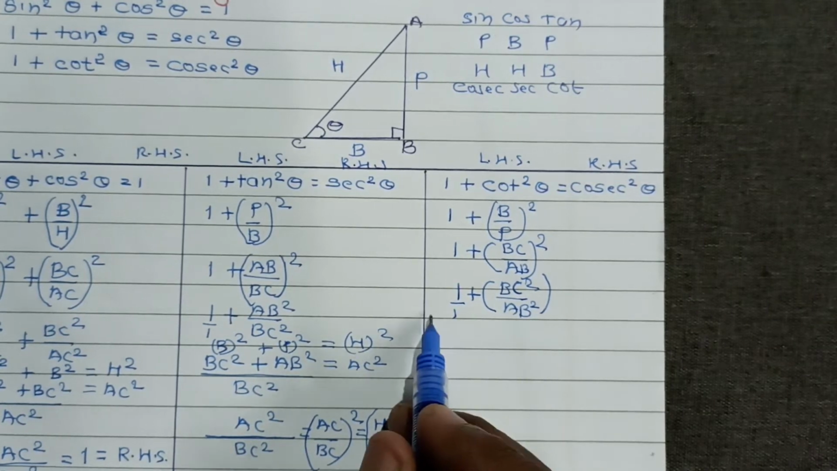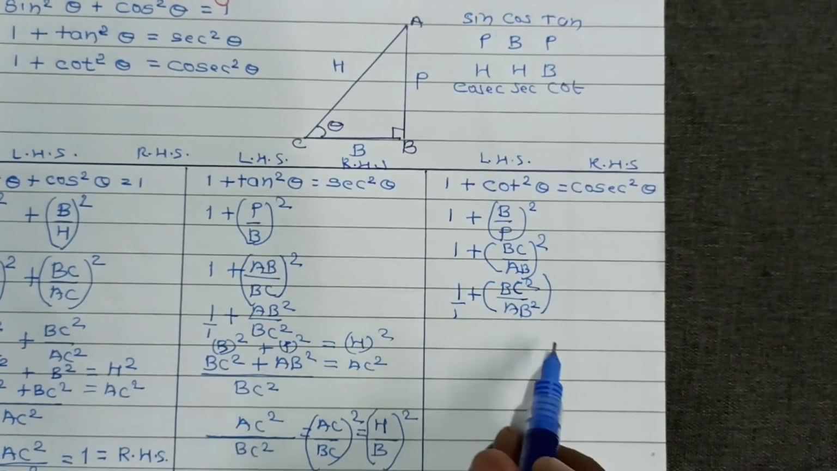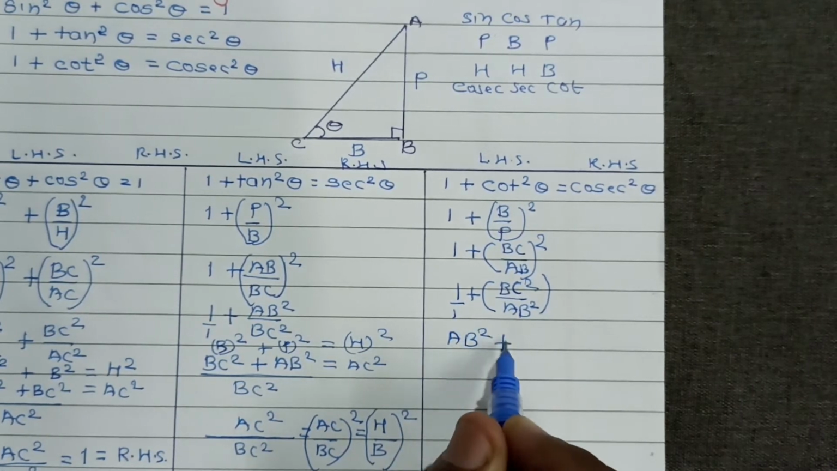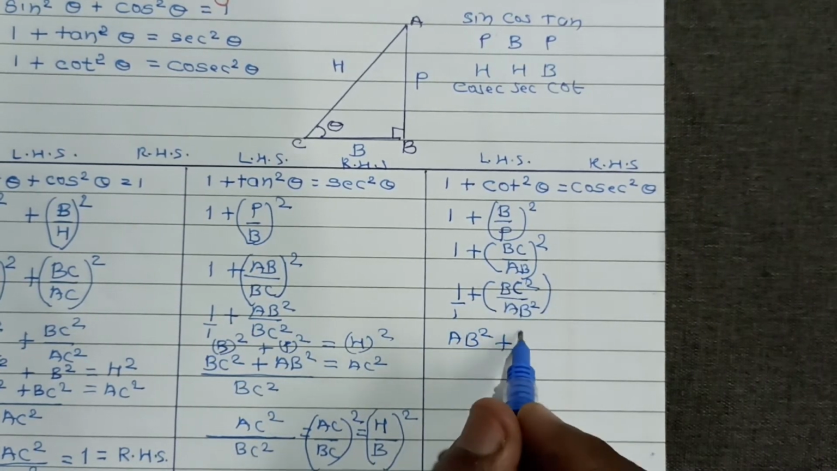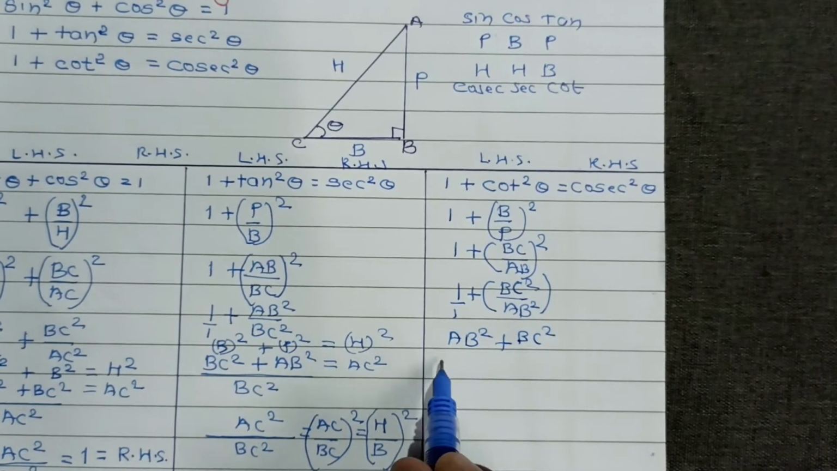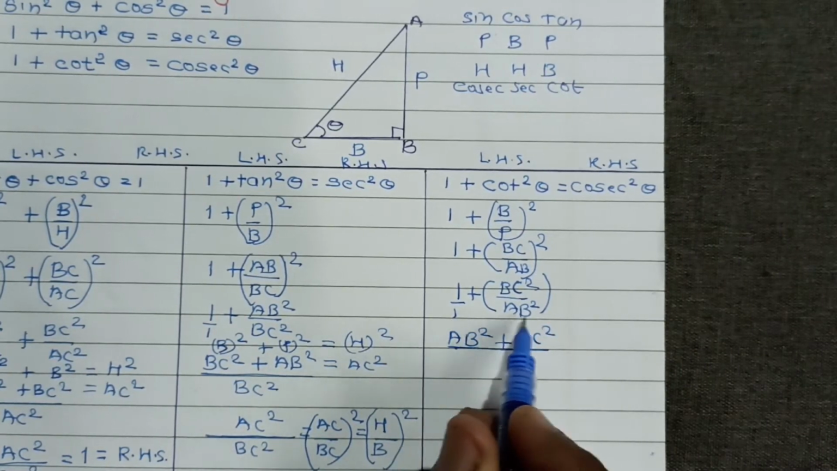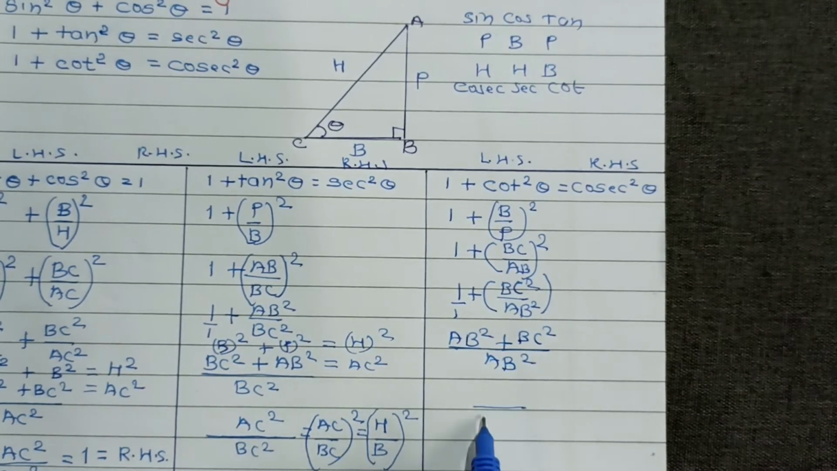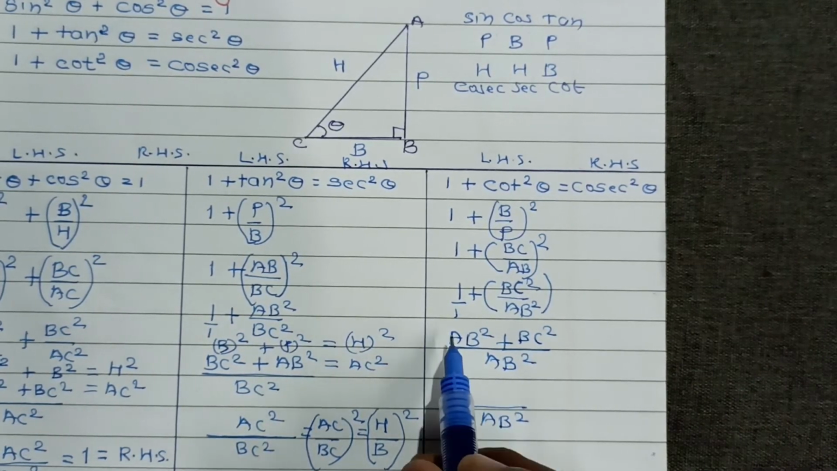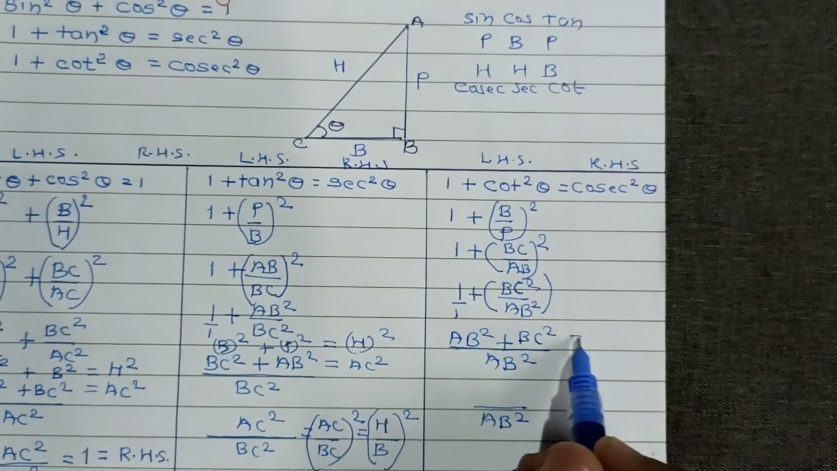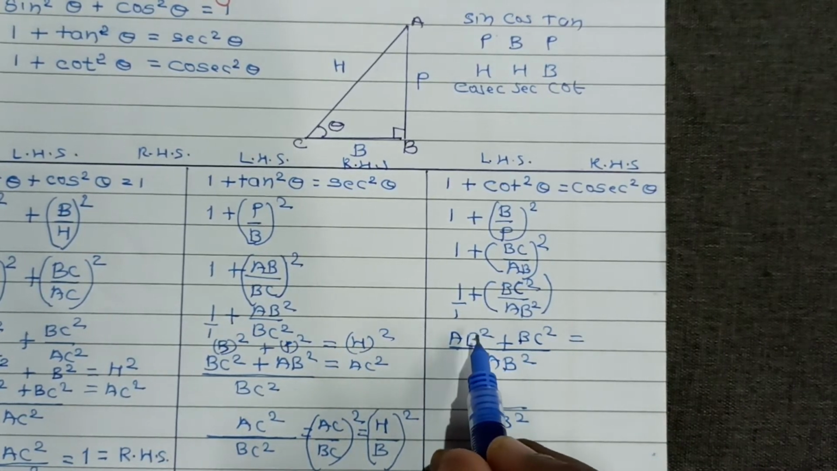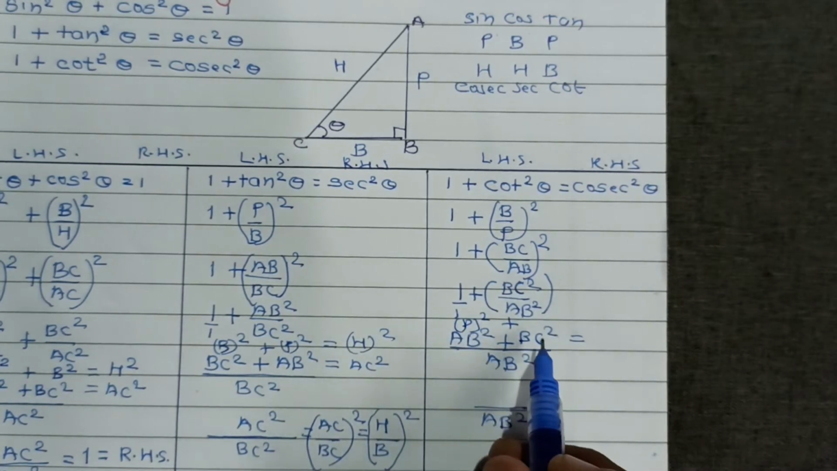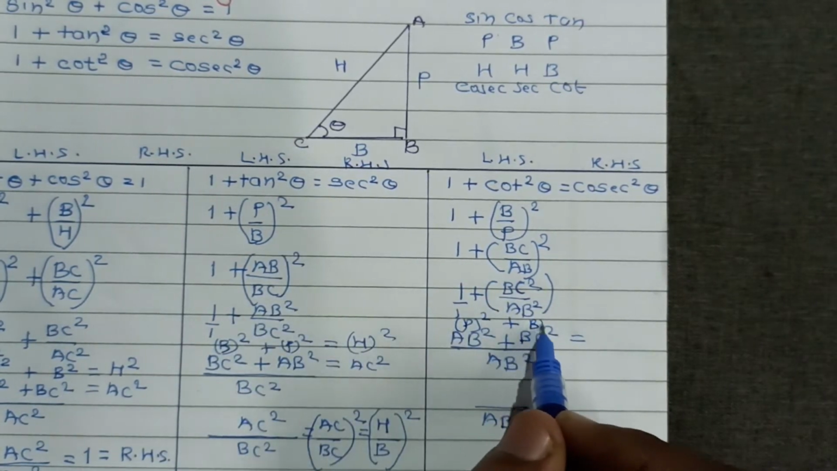Now here also denominator are different, therefore you have to do the cross multiplication. So 1 into AB square is AB square plus 1 into BC square is BC square divided by 1 into AB square is AB square. So this AB square you can write as it is, and see here AB square plus BC square. So this is AB is a perpendicular, so perpendicular square, plus BC is base square.